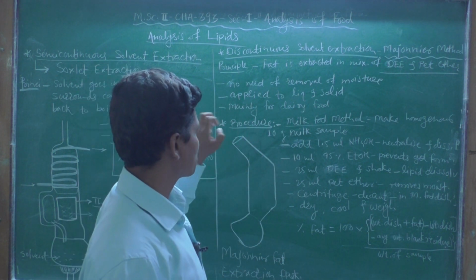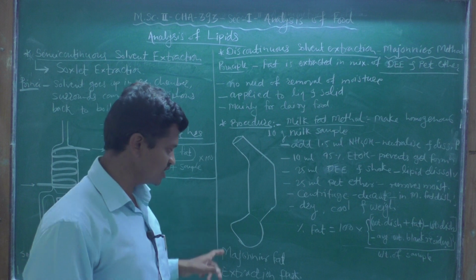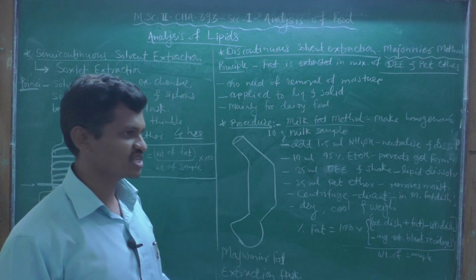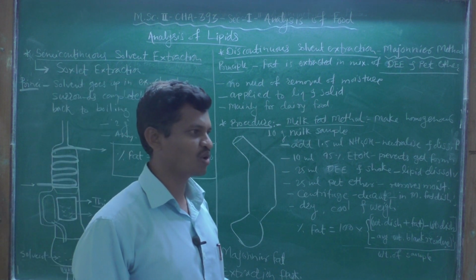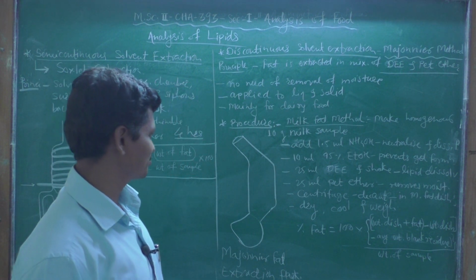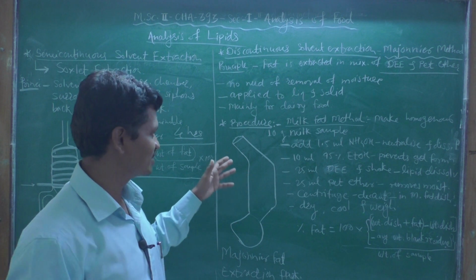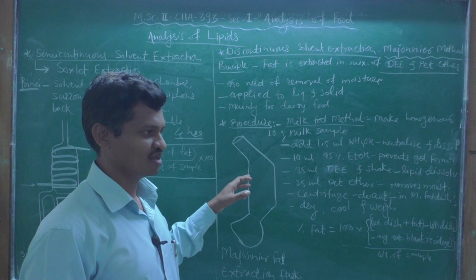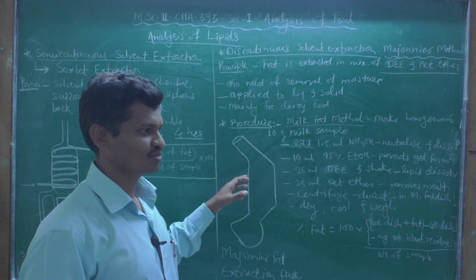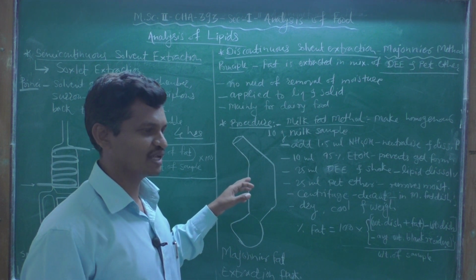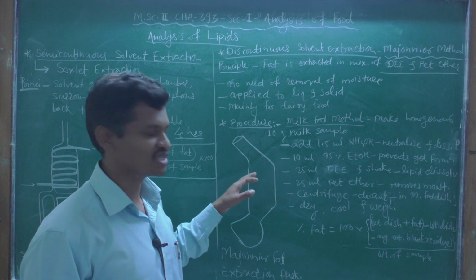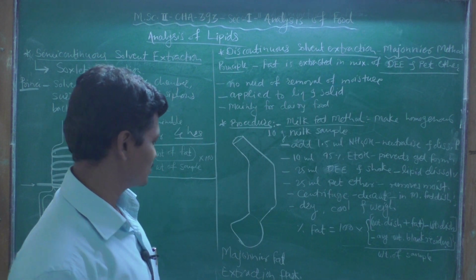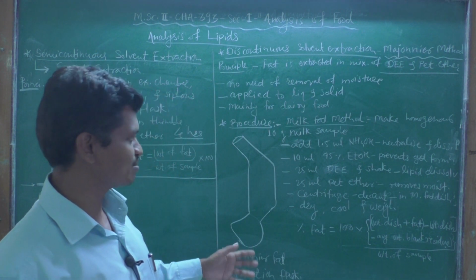Now the procedure. See here, this is the diagram of Mojonnier's fat extraction flask. It is shaped just like a pungi, the instrument used by the person who plays with snakes. That type of shape is there, so it is called Mojonnier's fat extraction flask.